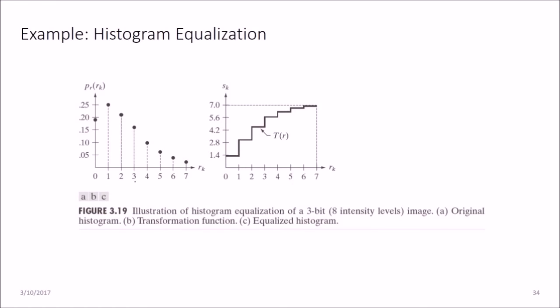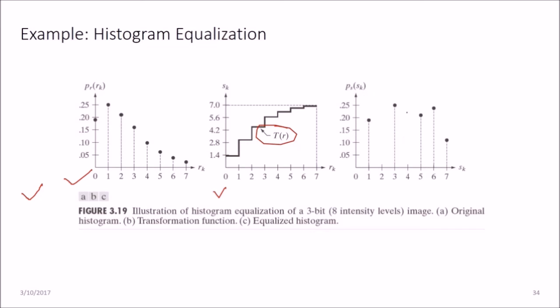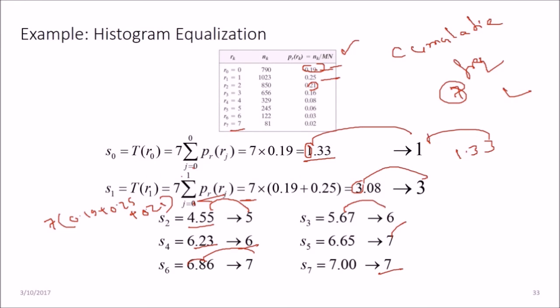Now we have got the value. How can we distribute now? This is the illustration of histogram equalization of that 3-bit, that is 8 intensity level image. This was our original histogram. It was not equalized, but now we have the transformation function which we just saw, and now we have the final equalized histogram. So we have 1, 3, 5, 6, 7.